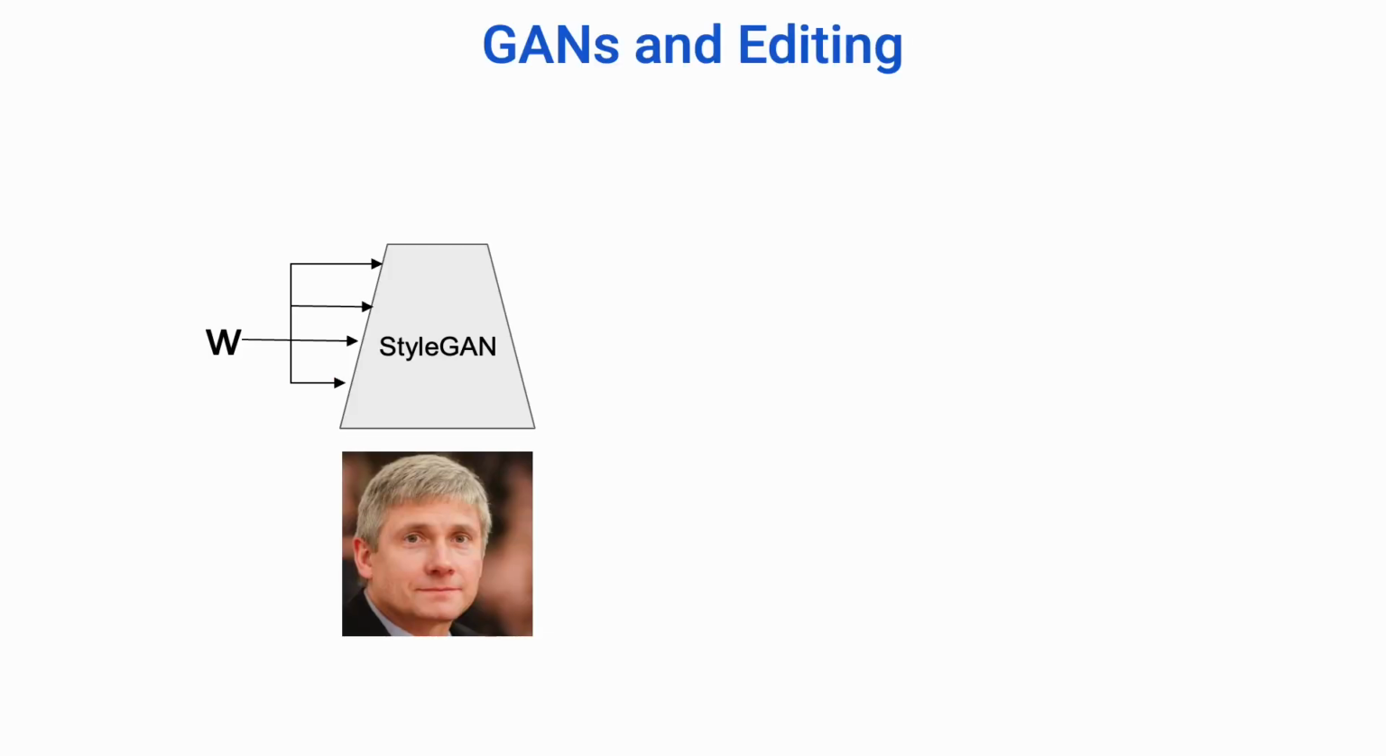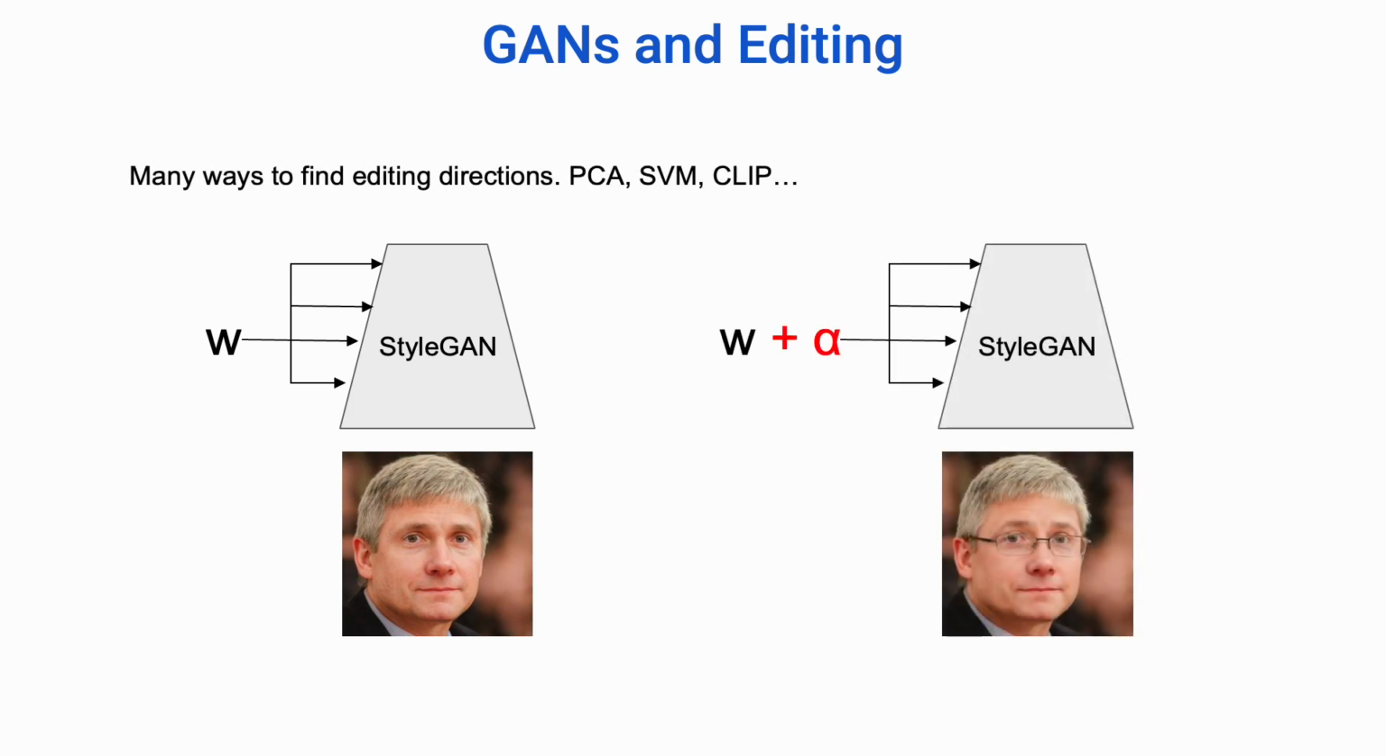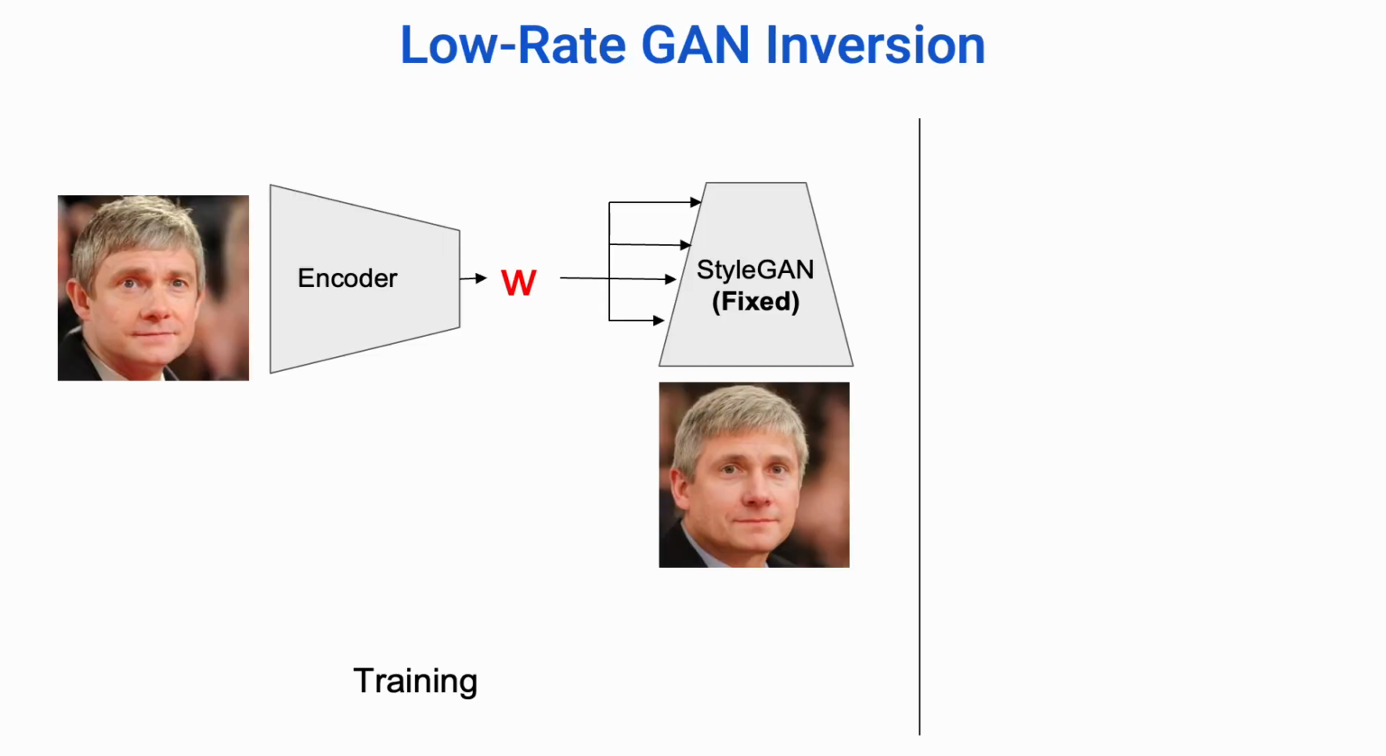Let's start by reviewing GANs and their editing capabilities. StyleGAN can produce realistic looking images from style vectors. By applying some algorithms like PCA and SVM on the W space, we can get an editing direction, alpha. In this example, we add eyeglasses. To apply discovered edits to real images, we find the corresponding style code.